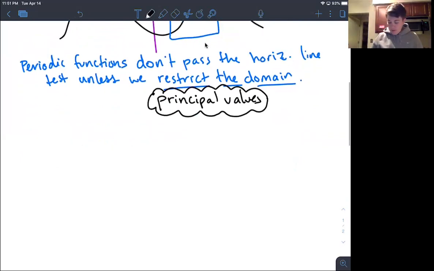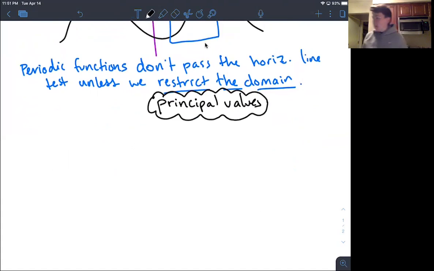Sorry, my cat is running around over there. Just want to make sure she's not getting into something that she shouldn't be.